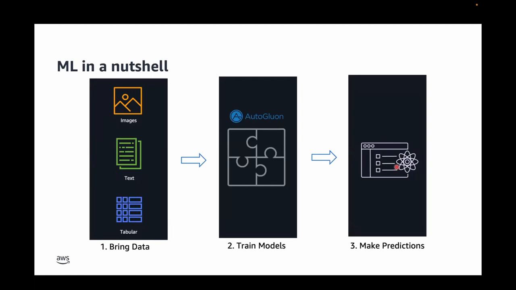And the goal of AutoGluon is to completely automate everything that happens in the second step here. So essentially, no matter what data you have, no matter what machine learning problem you have, all you have to do is just bring your data, and then AutoGluon will take care of everything else, such as feature engineering, pre-processing, data cleaning, and then you can just use the trained predictor from AutoGluon to make the predictions.